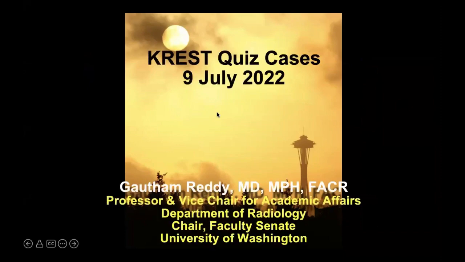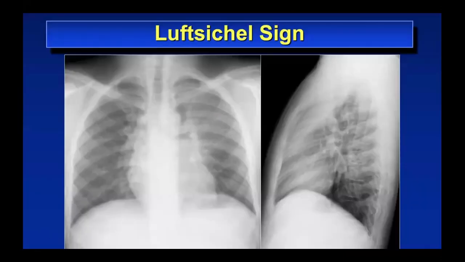Okay. So these are the quiz cases. So this is the Luft-Sickle sign here, right there, with the veil of opacity, that's left upper lobe collapse. These are really hard to identify on an AP radiograph if that's all you have. If you don't have the lateral view, if you only have PA or AP, it's hard to identify, so you have to look carefully.